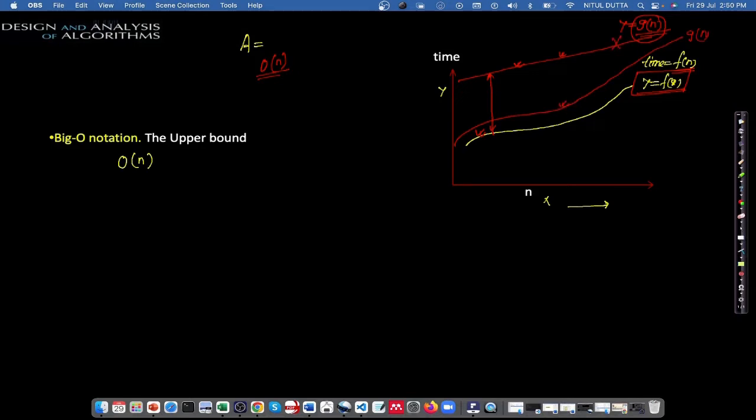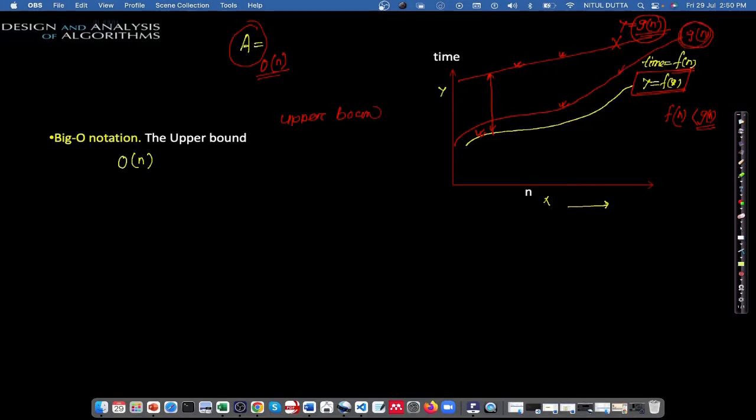This is the better graph that represents the condition that y equals f of n will never cross the function or the graph represented by g of n. So this g of n, in general and hypothetically, can be considered as the upper bound of the algorithm A. That means the time required to complete the algorithm will never exceed the graph represented by g(n).